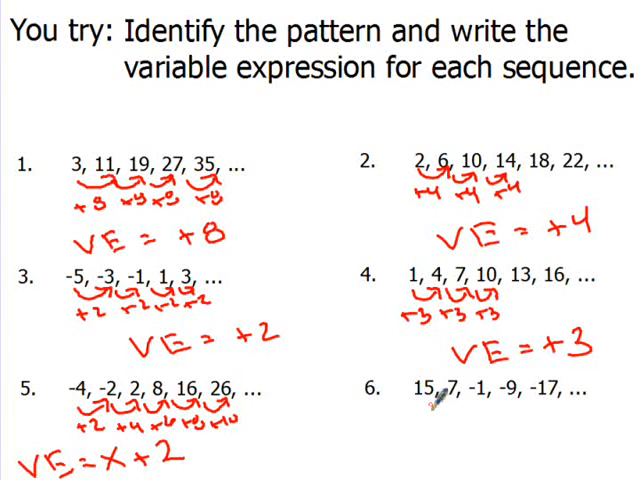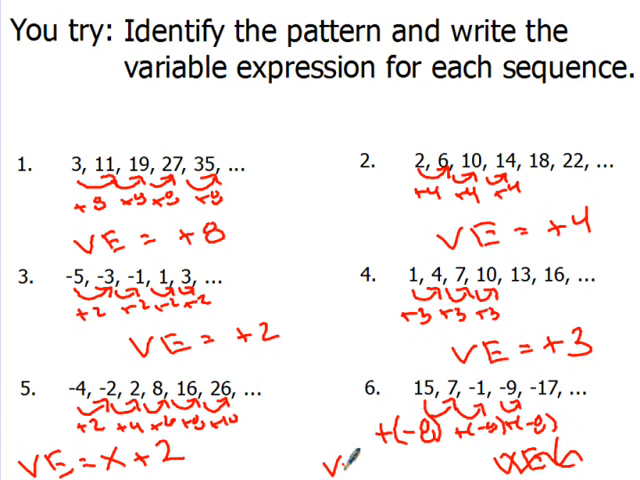And your last one, this is going down, so you know you're going to be adding a negative number. So 15 to 7 is 8 down, so it's plus a negative 8. Okay, plus a negative 8, plus a negative 8, and so on. So your variable expression for this one would be plus negative 8. Okay.